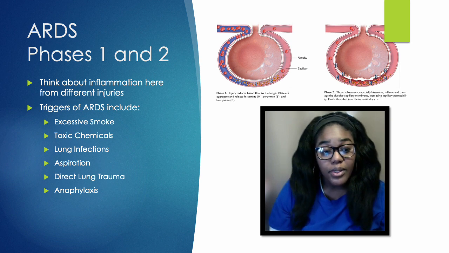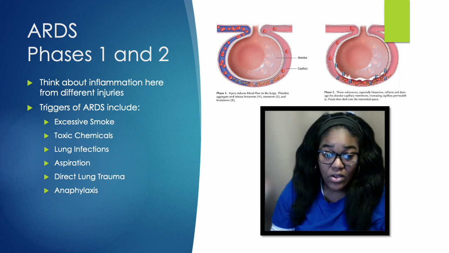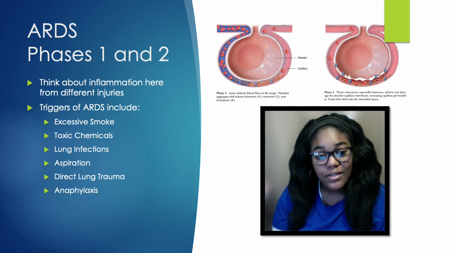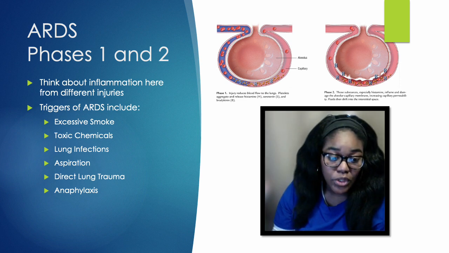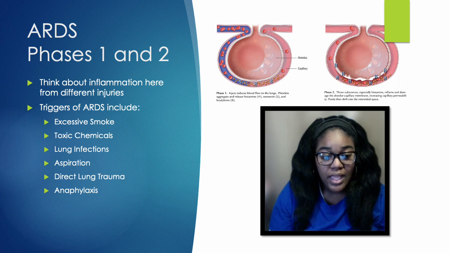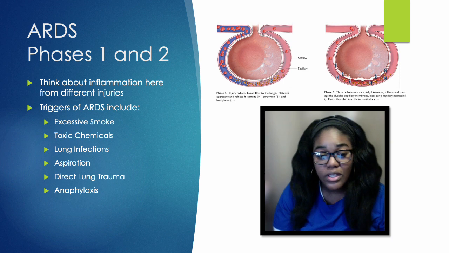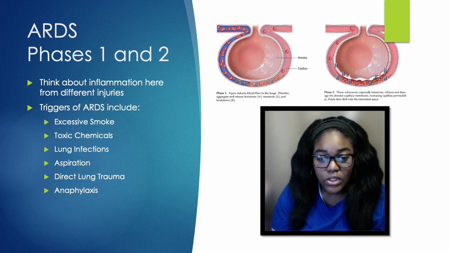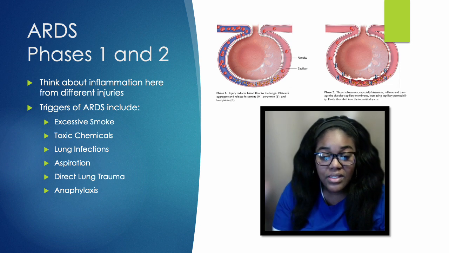So let's talk a little bit more about ARDS in detail. We'll go through the 6 different phases of acute respiratory distress syndrome. So again, it is based off of the different triggers, and when we have triggers of ARDS, it produces inflammation. Those triggers include excessive smoke, toxic chemicals, lung infections, aspiration, direct lung trauma, and anaphylaxis. So as we see in the chart, we have phase 1, and that injury, regardless of which trigger it is, there is direct injury to the blood flow to the lungs.